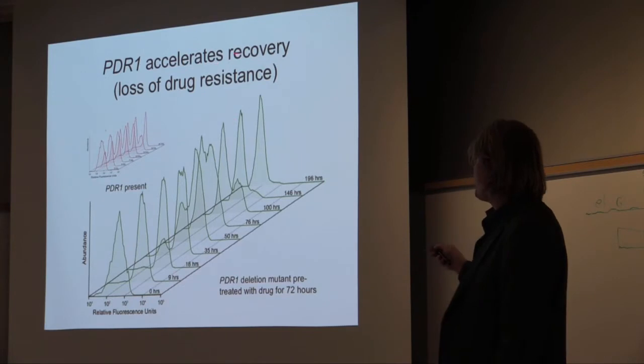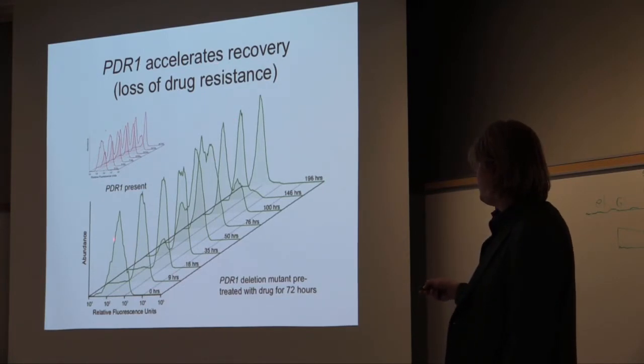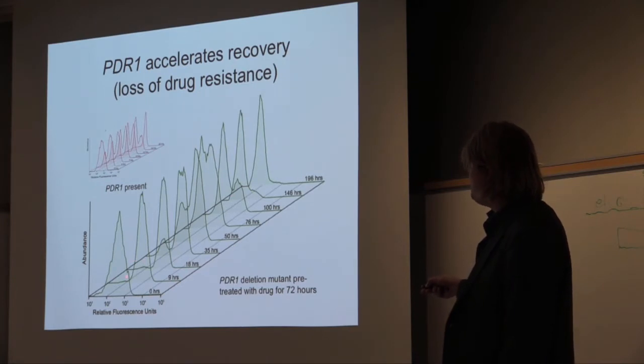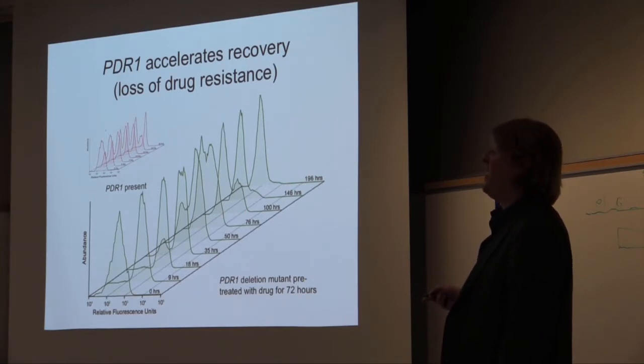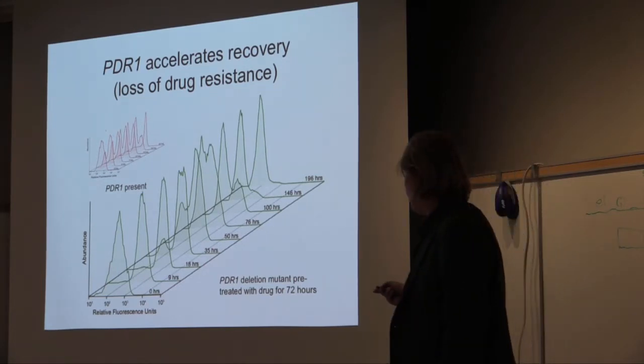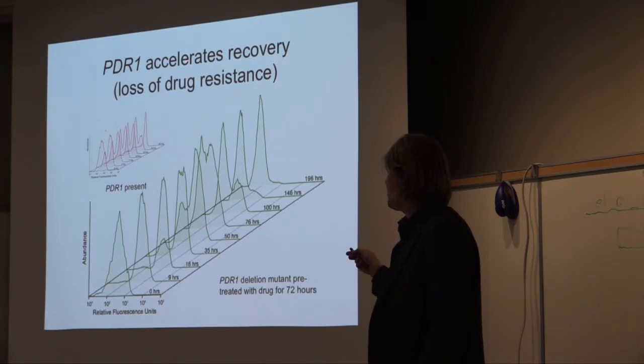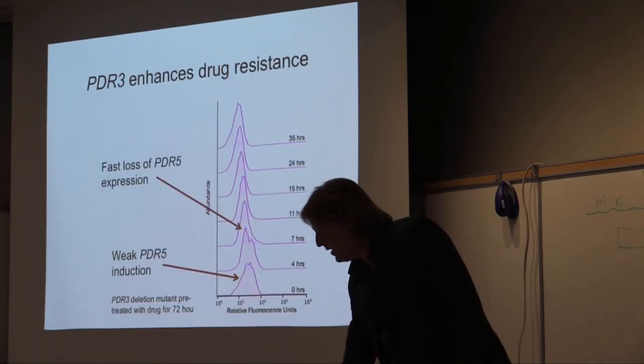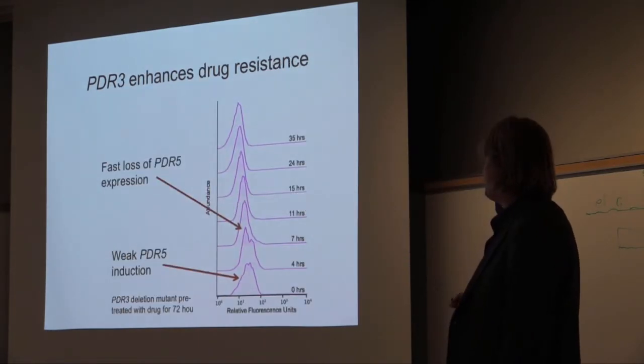So PDR1 actually accelerates the recovery if you have drug enrichment. In the mutant, without PDR1, these high expressing subpopulations are maintained for a very long time. The student was not happy about that, they have to go in these intervals. So PDR1 actually accelerates the loss of this high drug resistance, and PDR3 has the opposite effect.